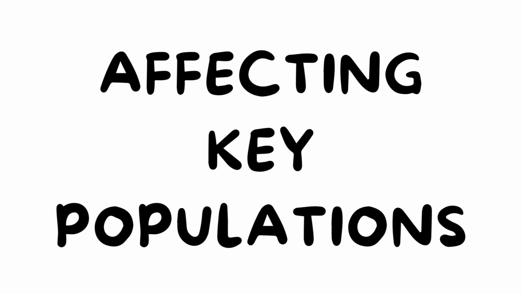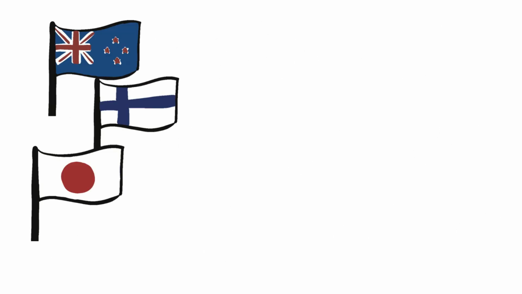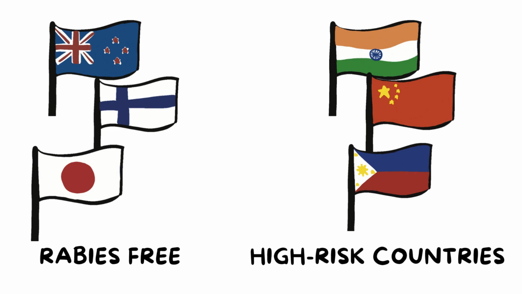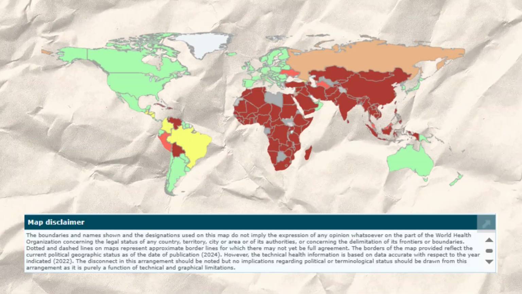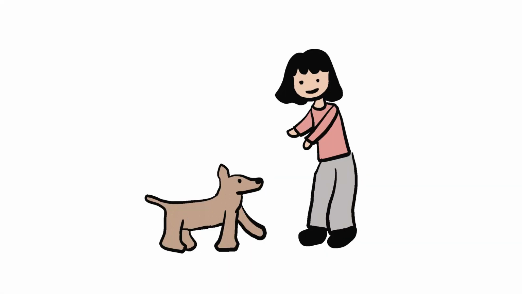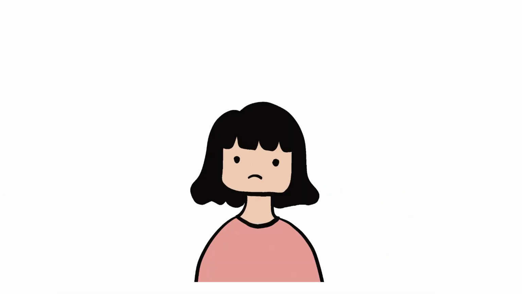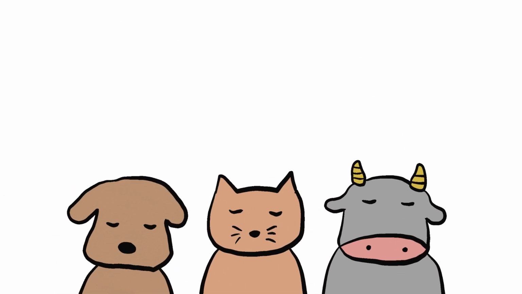Finally, A and K stand for affecting key populations. Outbreaks often hit certain populations harder than others. Outbreaks don't just hit at random, they often affect critical populations. Rabies, for instance, is particularly devastating in areas with high human-animal interactions, threatening both humans and animals.